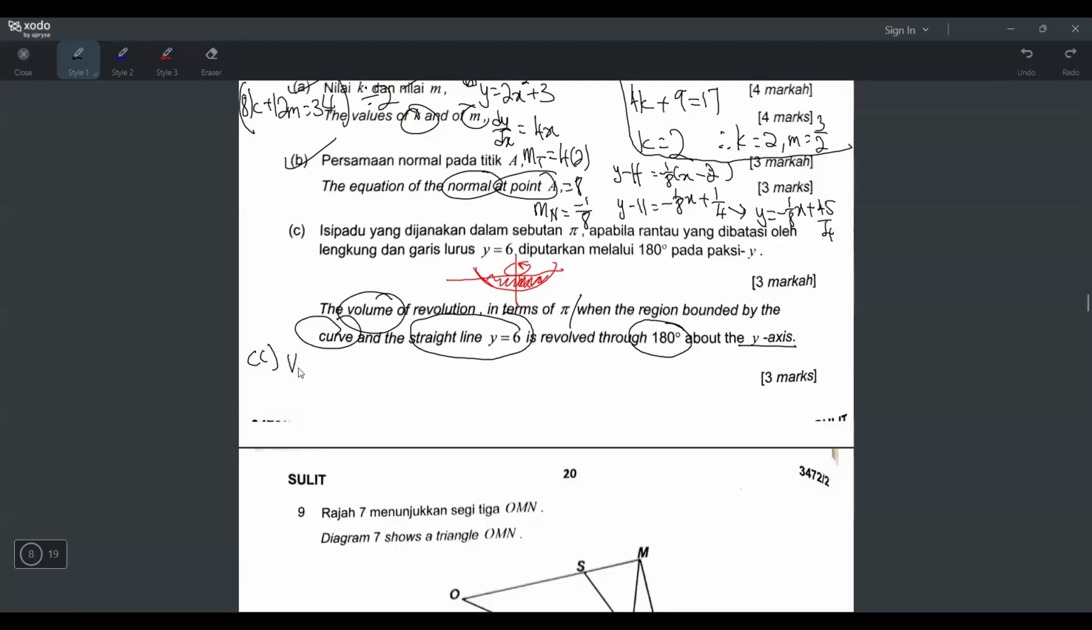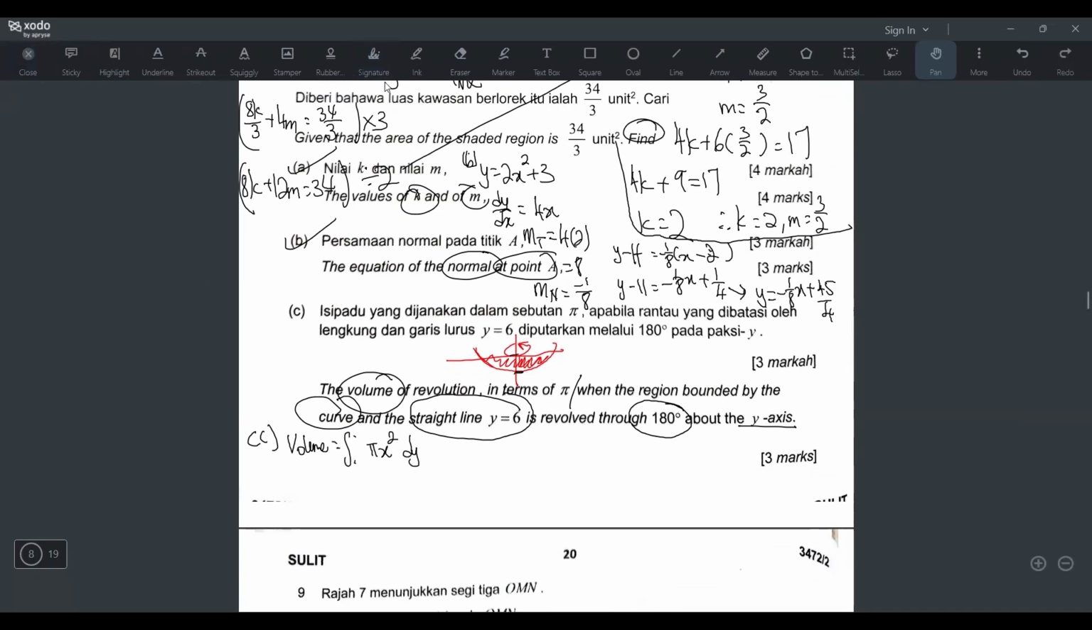So volume equals integrate. Since you are revolving about the y-axis, automatically it's dy here, and here will be pi x squared. That's the formula for volume: integrate pi x squared dy. If you revolve about the x-axis, then it will be pi y squared dx. The limits you put here will be the numbers 3 and 11, from 3 to 11. The pi I can put in front, and then I'll start to integrate.